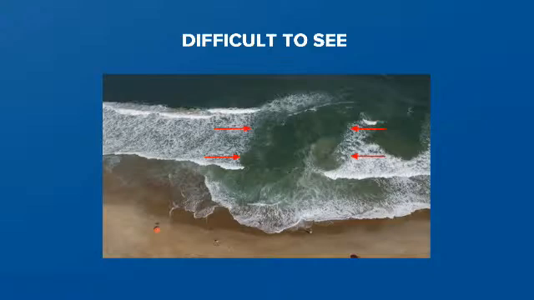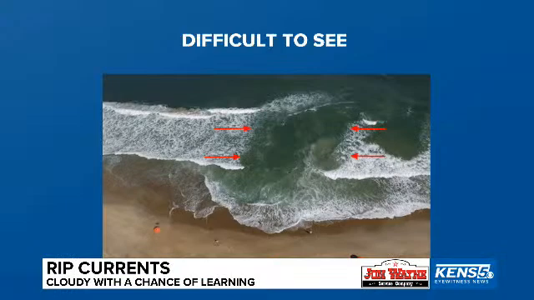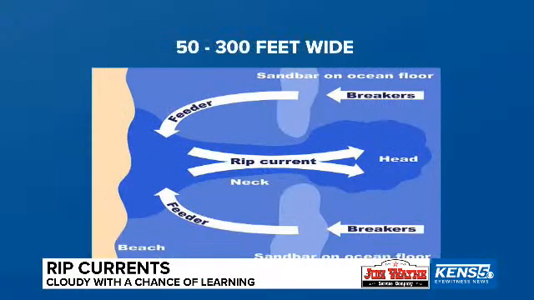Again, they're difficult to see because most of the time you're probably not looking out for them. They do have signs and warnings on beaches where rip currents are prevalent. So that's also a warning to say, hey, you might want to watch out for rip currents if you see the warning signs on the beach.